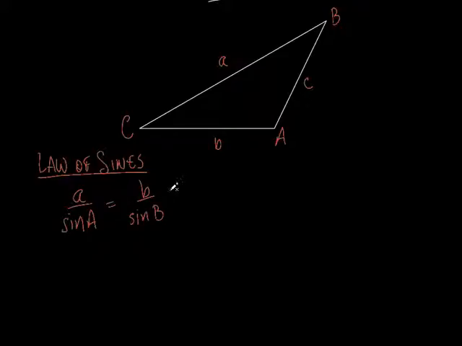Now this is kind of weird because I know what you're going to ask, Travis. Hold on. I'll say it. So a over the sine of A equals b over the sine of B equals what? c over the sine of C.